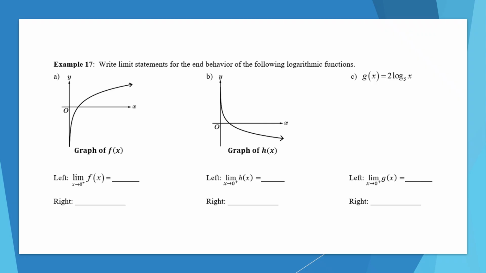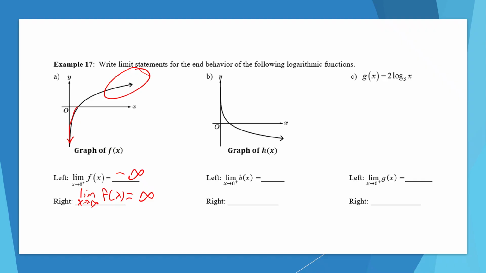So write the end behavior of the following log functions and limit statements for a. Here, as x approaches 0 from the right-hand side, this is going to negative infinity. And then for the right side, the limit as x goes to positive infinity of f of x, this is going to positive infinity. So that should be our answer for 17a.